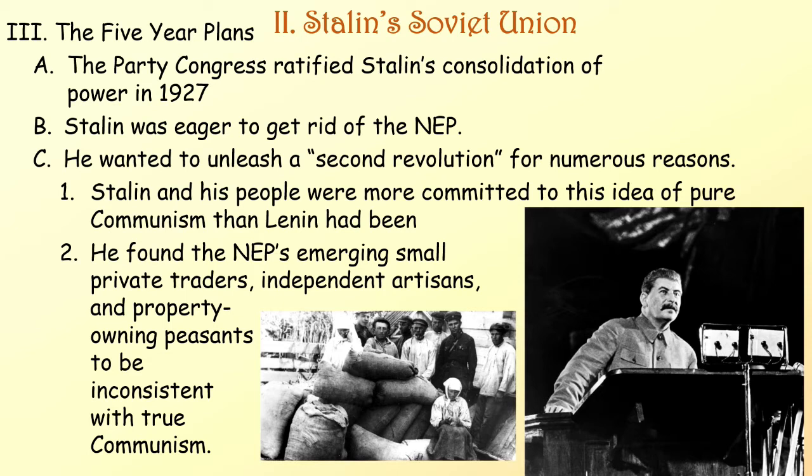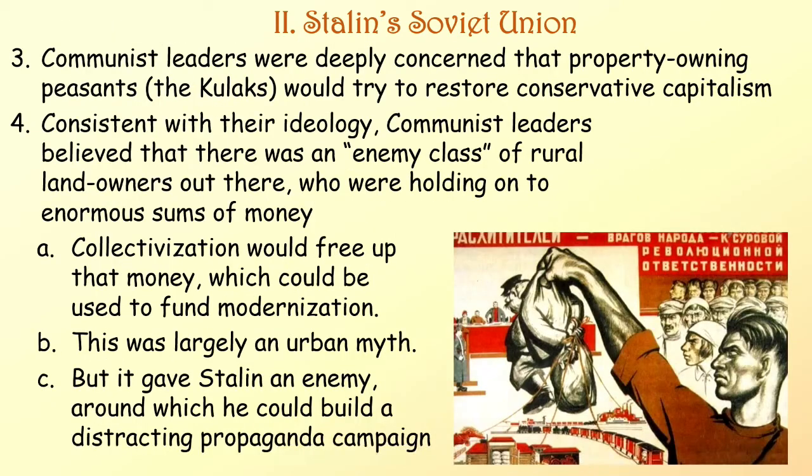Stalin found the NEP's emerging small private traders, independent artisans, and property-owning peasants to be inconsistent with true communism. Communist leaders were deeply concerned that property-owning peasants, the Kulaks, would try to restore conservative capitalism. Consistent with their ideology, communist leaders believed that there was an enemy class of rural landowners out there who were holding onto enormous sums of money. Collectivization would free up that money, which could then be used to fund modernization.